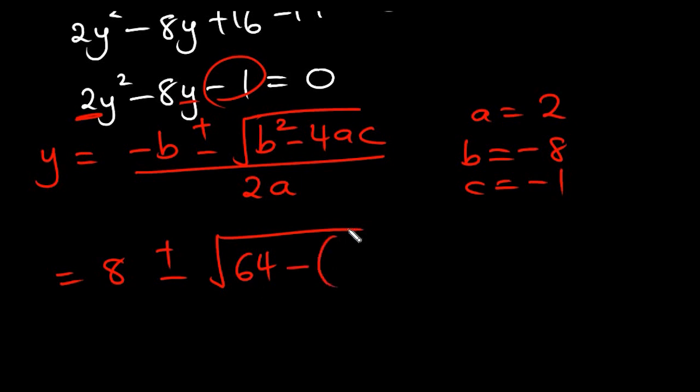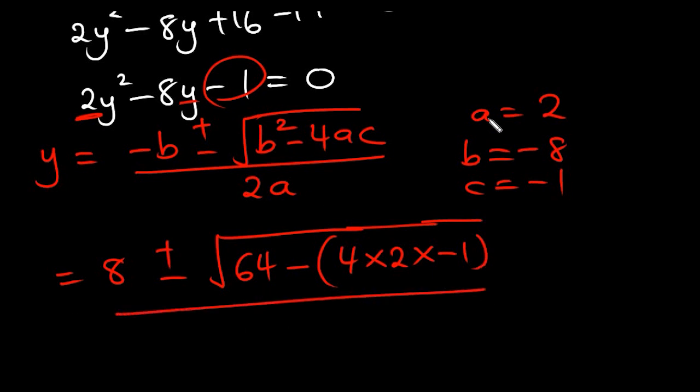So here we can put a bracket so that we don't mess up the signs. So 4 times a is 2, and then times c is negative 1, like that. And then all this divided by 2a. So a is equal to 2, meaning 2a would be 2 times 2, which is 4.